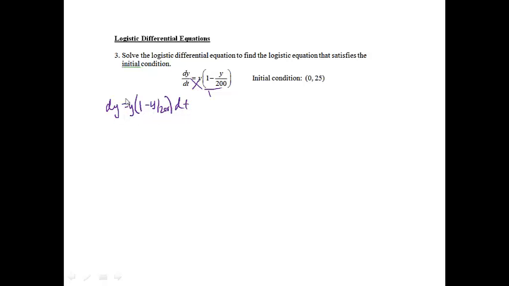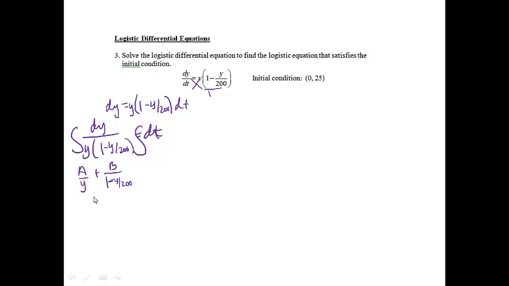We will have to divide both sides by y times (1 minus y over 200) to get the y's together. So I'll have dy over y(1 minus y over 200), and that will equal dt. We are now ready to take the integral of both sides. Because I have a product in the denominator on this one, we get two partial fractions. So I will rewrite this as A over y plus B over (1 minus y over 200).